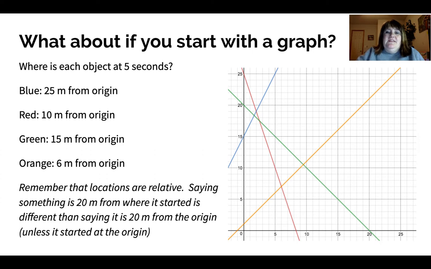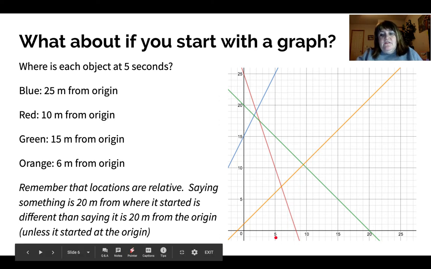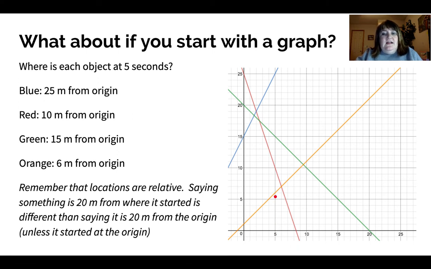All right, now this is kind of hard to see, and I'm sorry about that, but if you start with a graph, if I give you a graph, and this graph is a complicated graph, it's got multiple lines on it, but if I start with giving you a graph and ask you where is each object at 5 seconds, you just go down here to 5 seconds and follow it straight up. The orange line is at 6 meters from the origin. Notice I wrote 6 meters from the origin.